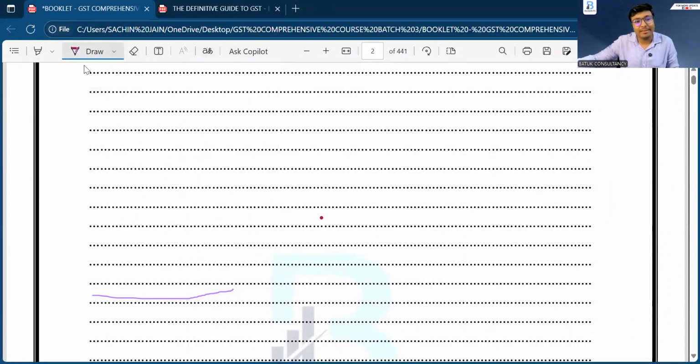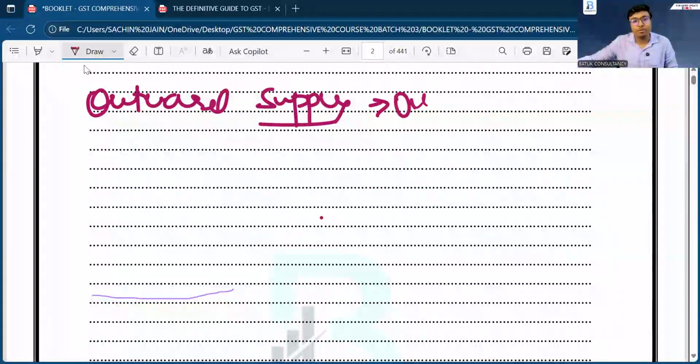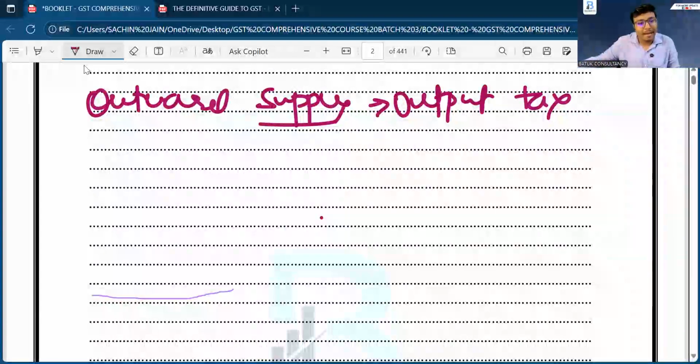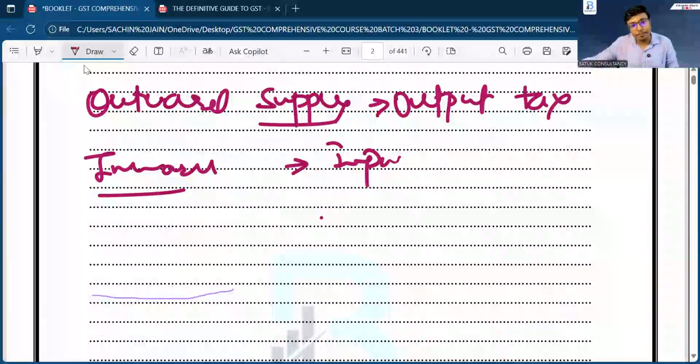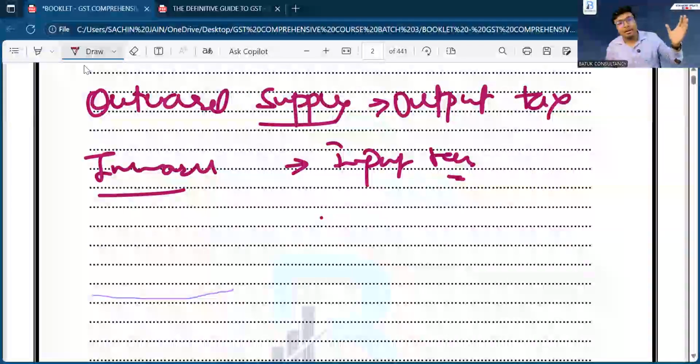In our last session, we covered the outward supply. In case of outward supply, output tax will be charged, and on inward supply, input tax will be charged. Now, one question is: you are saying that on outward supply output tax will be charged and on inward supply input tax will be charged, so how do we provide the details related to output tax, input tax, outward supply and inward supply to the government? That is the question.